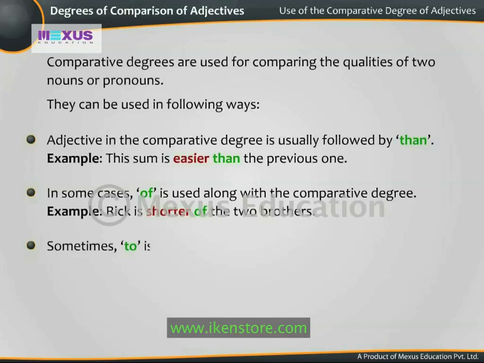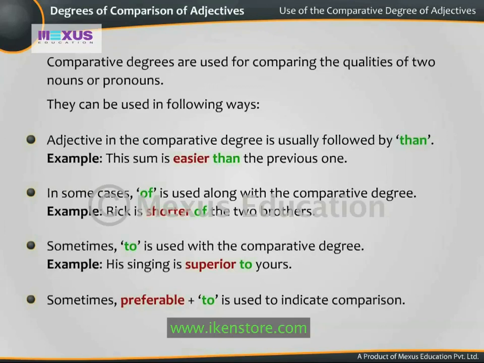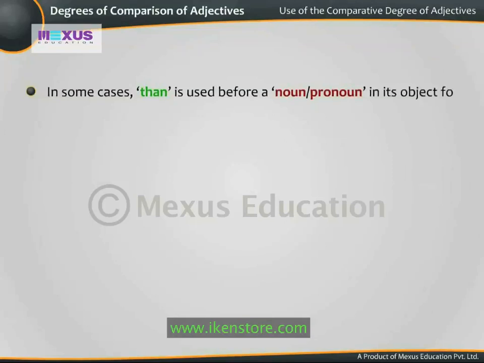Sometimes, to is used with the comparative degree. Example, his singing is superior to yours. Sometimes, preferable followed by to is used to indicate comparison. For example, for children, ice creams are preferable to milk. In some cases, than is used before a noun or pronoun in its object form. For example, he is taller than me.